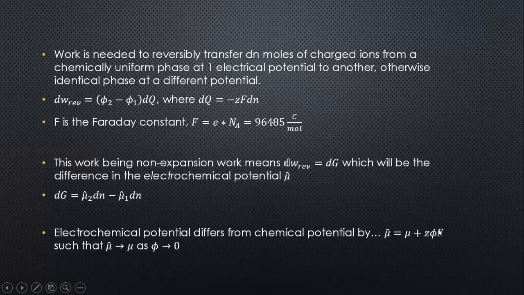So the electrochemical potential is the chemical potential plus the effective charge, number of electrons, Faraday's constant, and the electrical potential, such that as the electrical potential approaches 0, the electrochemical potential will be the same as the chemical potential. So no electrical potential difference means no difference in the electrochemical potentials.